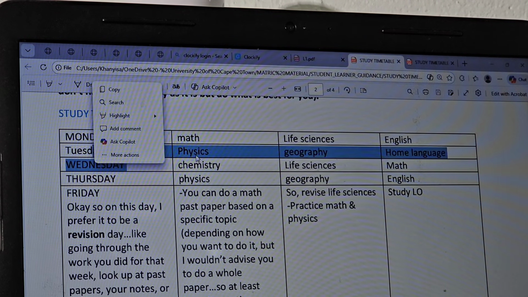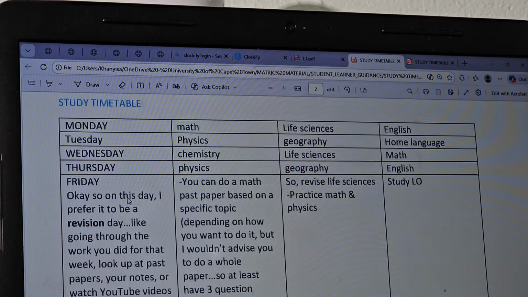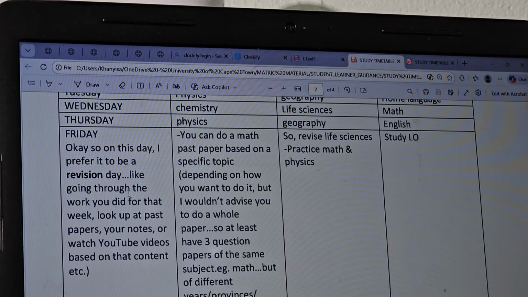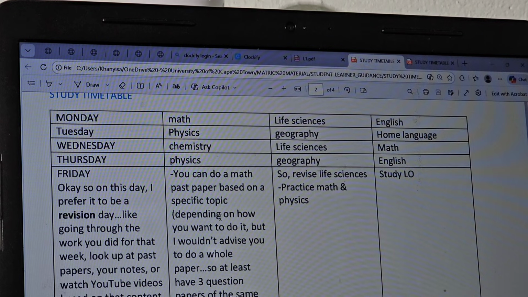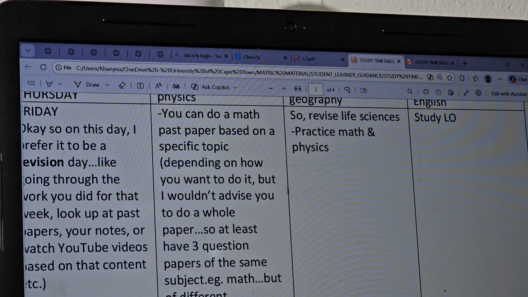And Tuesday, you have physics, geography, and home language. Still the same structure. So here is a much more explanation that on a Friday, I prefer to have a revision day, as in going through the work you did that week, looking up past papers, your notes, or watching YouTube videos based on that content, etc. Additionally, you can also do a maths past paper based on a specific topic, depending on how you want to do it. But I wouldn't advise you to do a whole paper.